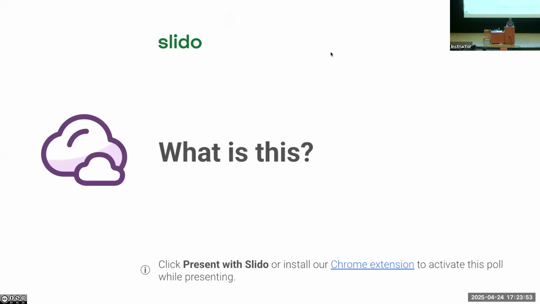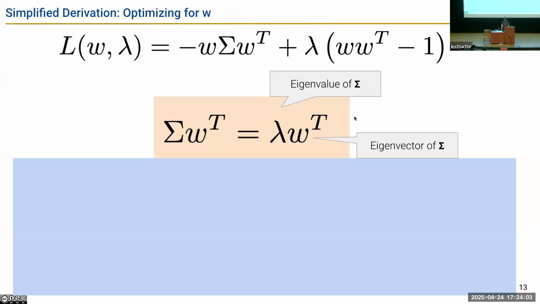Okay, so presumably the biggest thing in the cloud, I don't know if you can see it on your end, is this word eigenvector and eigenvalues. So what is this an expression of? This is an expression showing that W, the principal components, are an eigenvector of our covariance matrix.